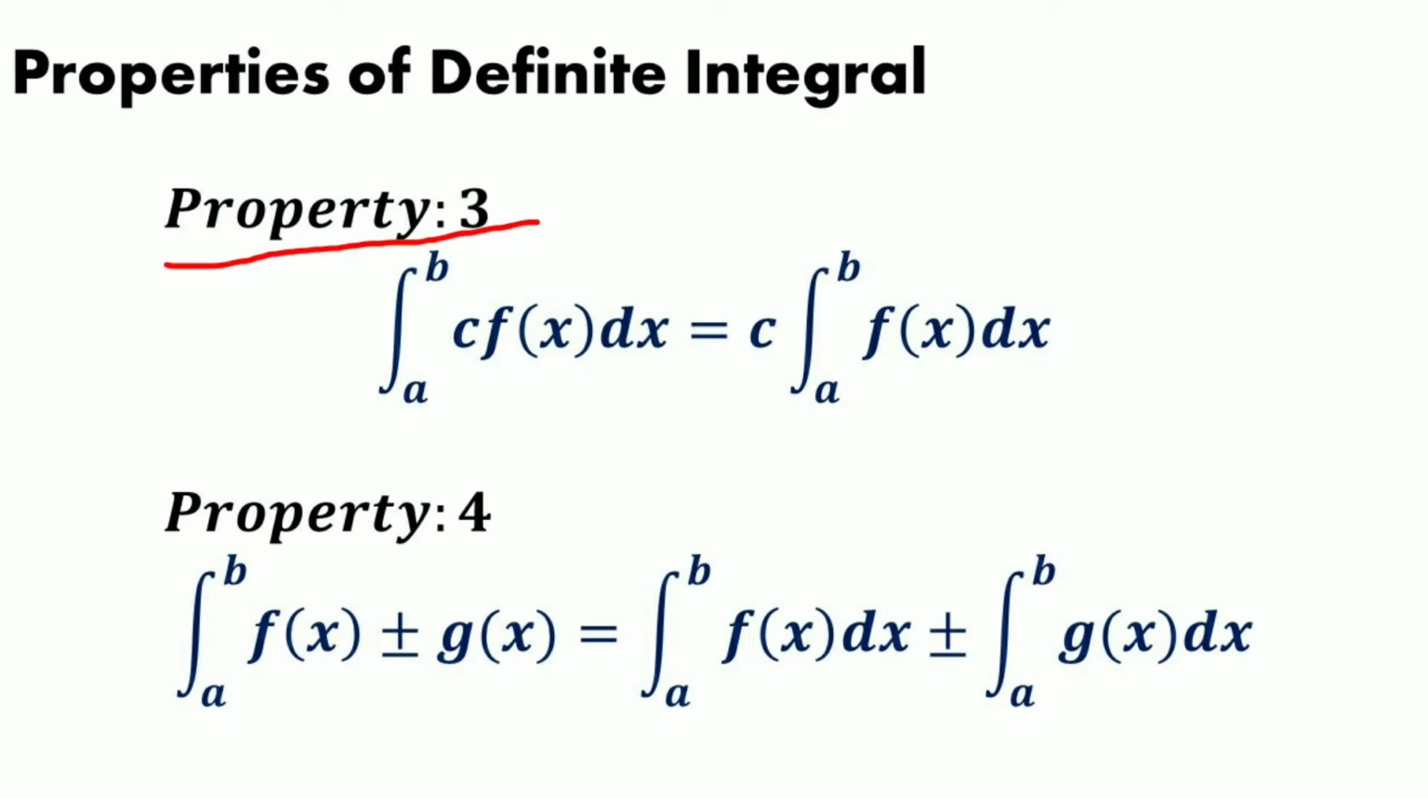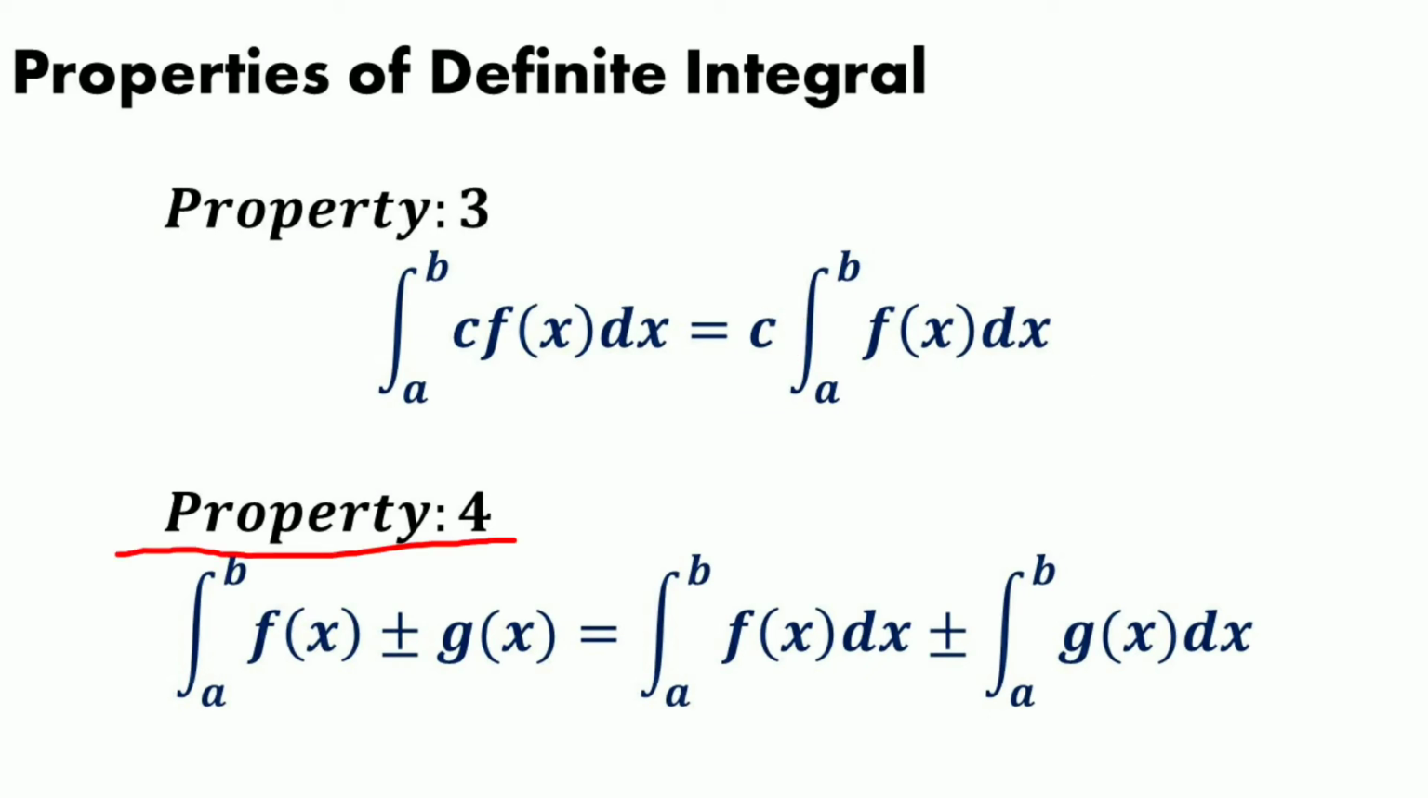The next property says that the definite integral of a constant times a function is equal to the constant times the definite integral of the function. That is, the integral from a to b c f of x dx is equal to c into integral from a to b f of x dx, where c is any real number. So as with the limit, derivative and indefinite integrals, we can also factor out the constant.